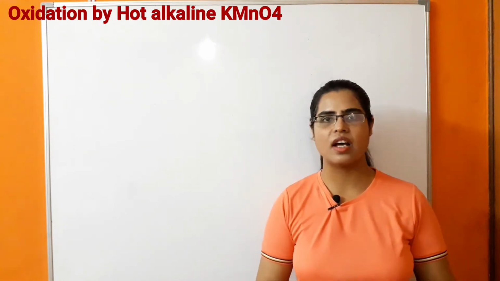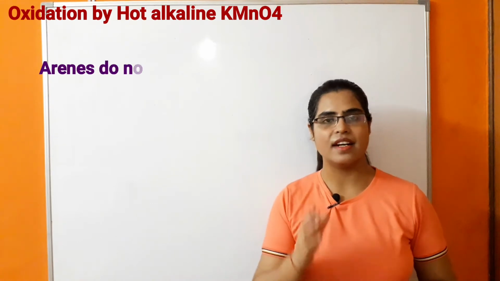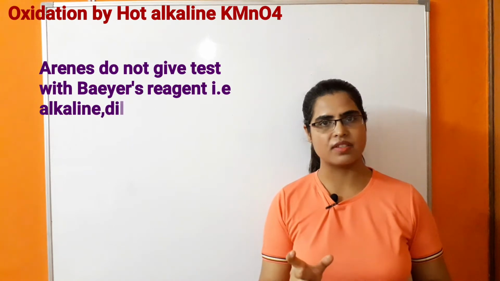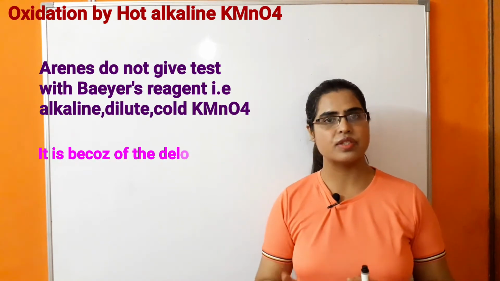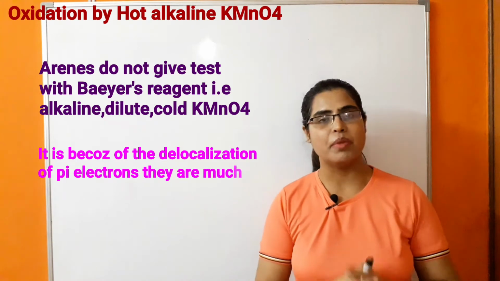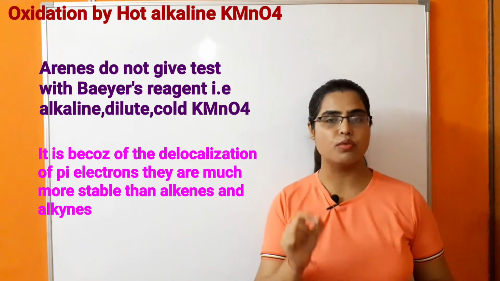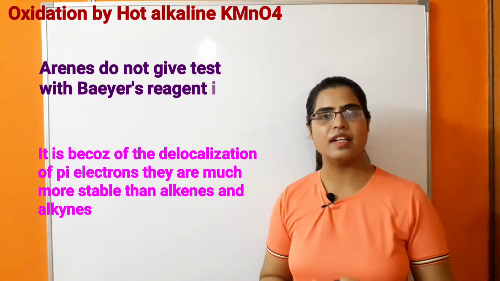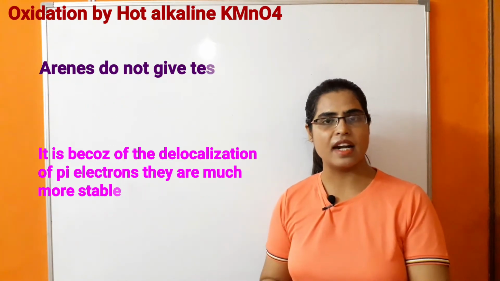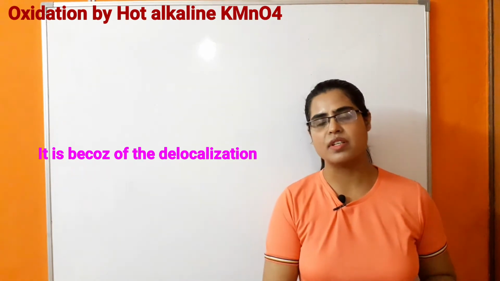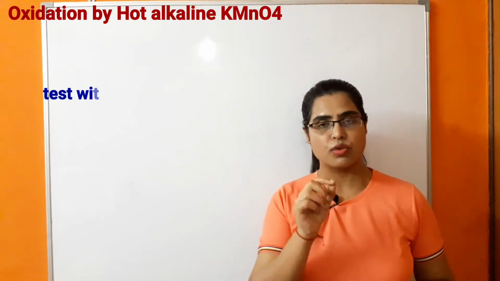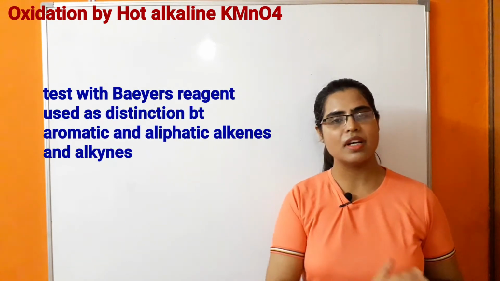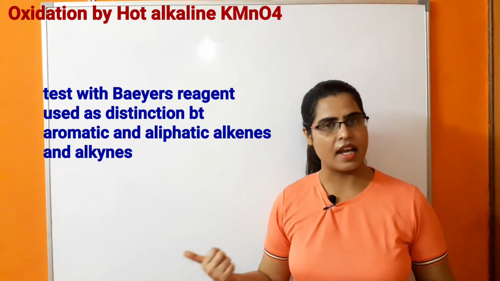We know that arenes are unaffected by Bayer's reagent, that is alkaline dilute cold KMnO4. It is known as Bayer's reagent. Bayer's reagent gives a test with alkenes and alkynes, but aromatic hydrocarbons do not give the test. It means the pink color of KMnO4 will not decolorize to a brown precipitate, that is manganese dioxide, in the presence of aromatic arenes. So this is used as a distinction test between aromatic hydrocarbons and aliphatic alkenes and alkynes.